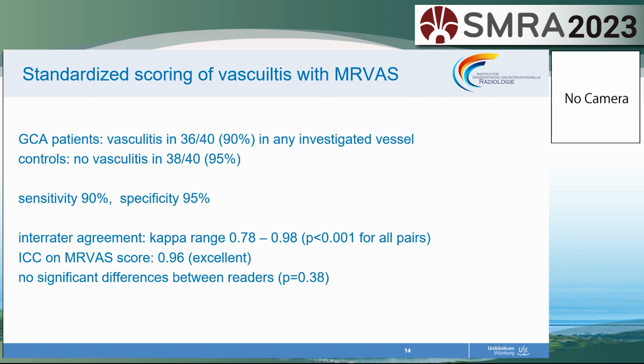And the images were read by those 4 readers, and of the vasculitis patients, 40 of which were positive, 36 showed at least one investigated vessel active, and of the 40 controls, 38 were totally negative for these questions, with a sensitivity and specificity of 90 and 95%. And inter-rater agreement and interclass correlations were good, and even excellent for the intraclass correlation.